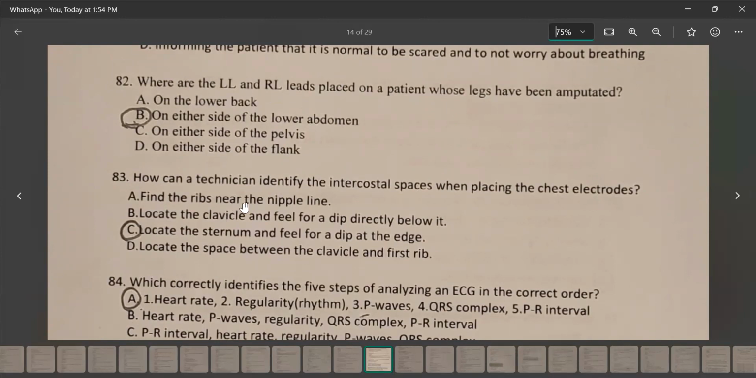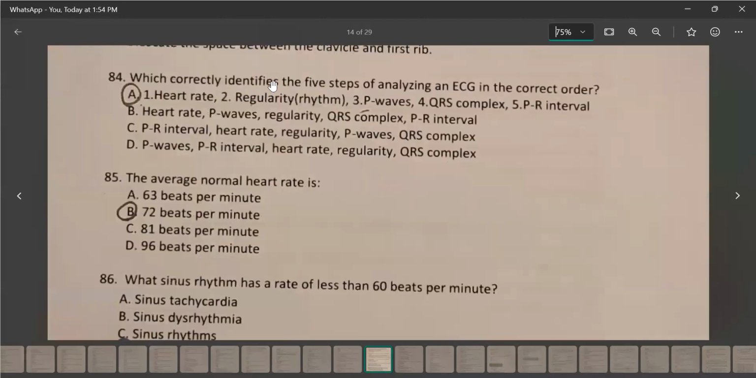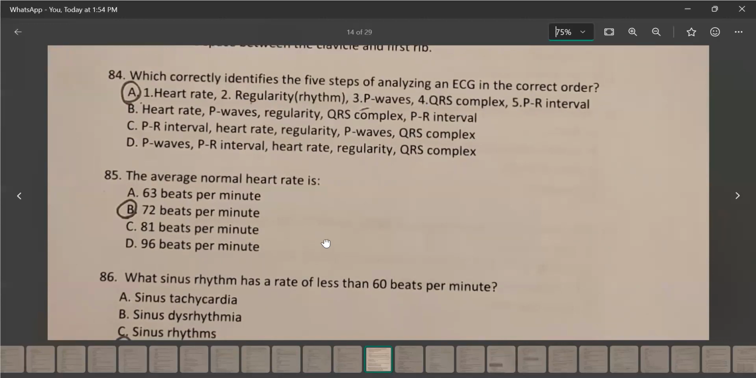How can a technician identify the intercostal spaces when placing the chest electrodes? Locate the sternum and feel for a dip at the edge. Which correctly identifies the 5 steps of analyzing an ECG in the correct order? 1. Heart rate. 2. Regularity, rhythm. 3. P waves, 4. QRS complex, and 5. PR interval.